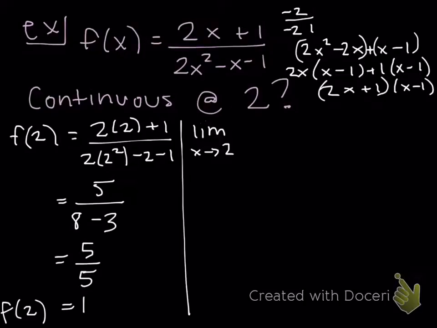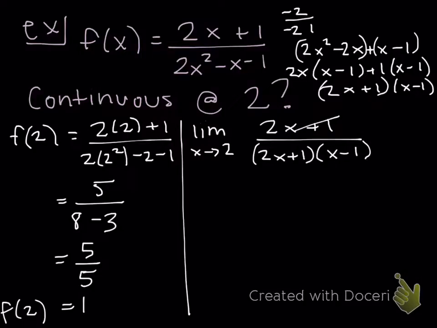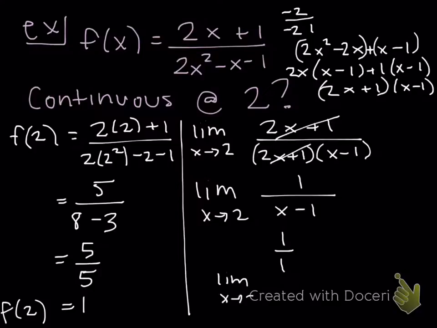Now I'm going to go back to the limit. I have 2x plus 1 in the numerator, and I have 2x plus 1 times x minus 1 in the denominator. Notice these 2x plus 1's can cancel. So now I'm at 1 over x minus 1. When I plug the 2 into that x, I'll get 2 minus 1, which is 1, so I get 1 over 1. So the limit as I go towards 2 is still going to be 1. Because these 2 things are equal, I can say that this is continuous.